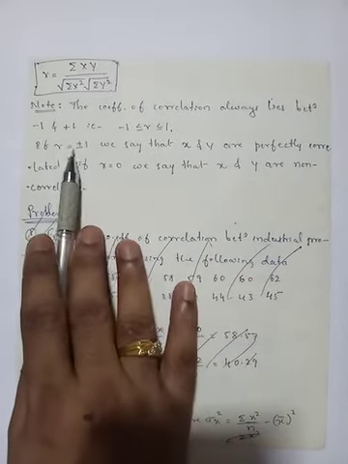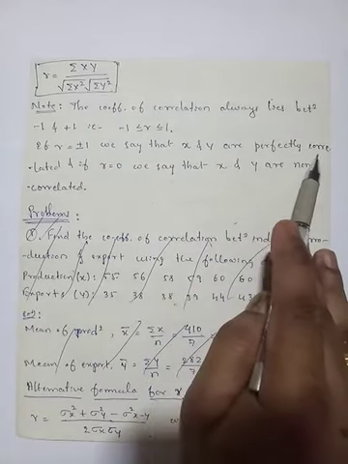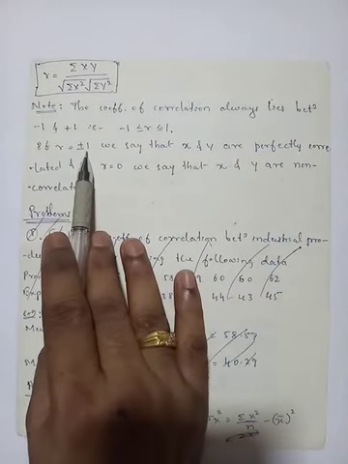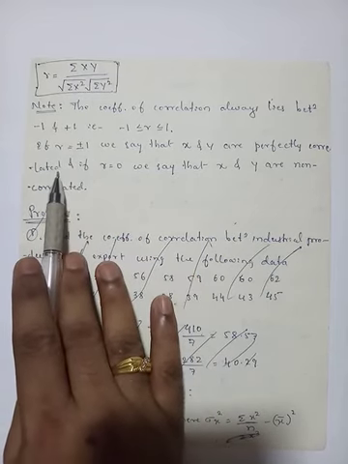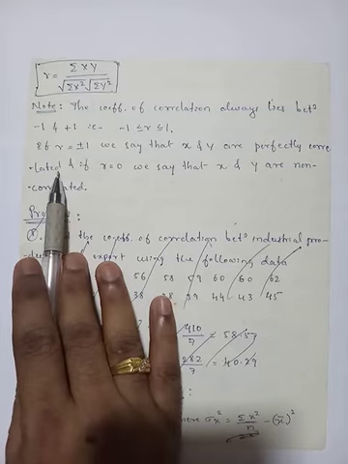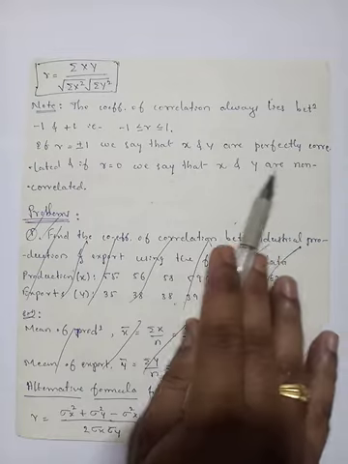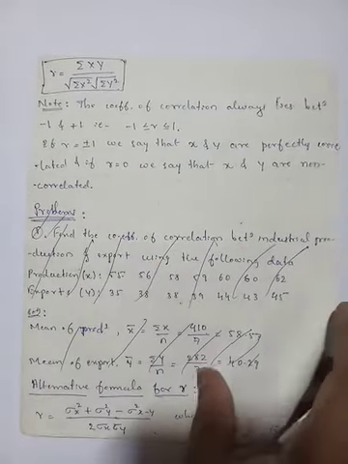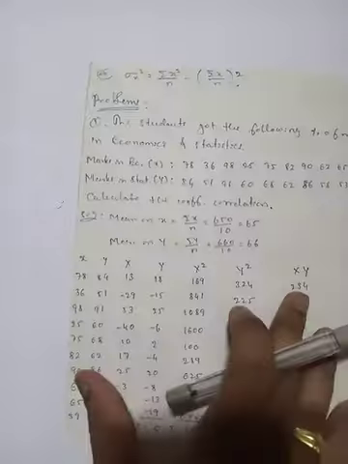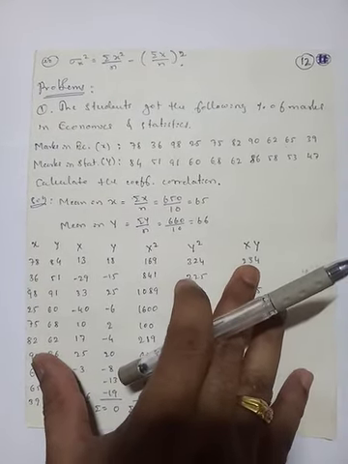If r equals +1 or -1, we say that x and y are perfectly correlated. If the value of r is 0, then there is no relation between x and y. Remember these conditions. Now we take some problems to find the coefficient of correlation.